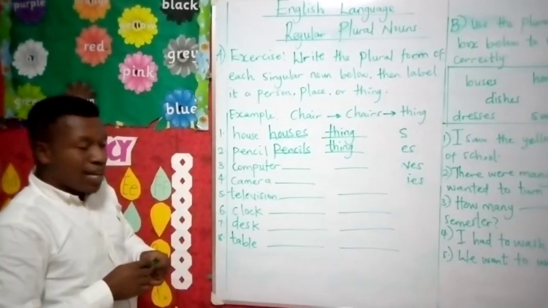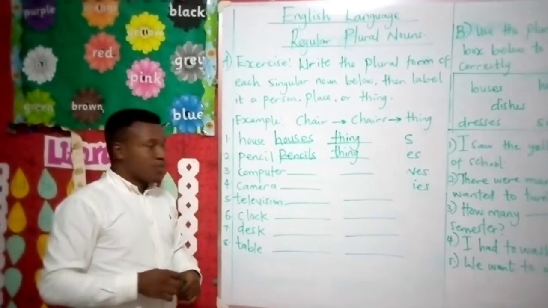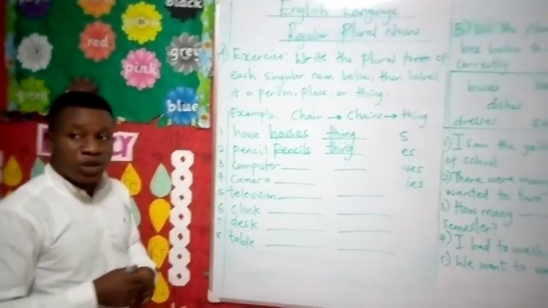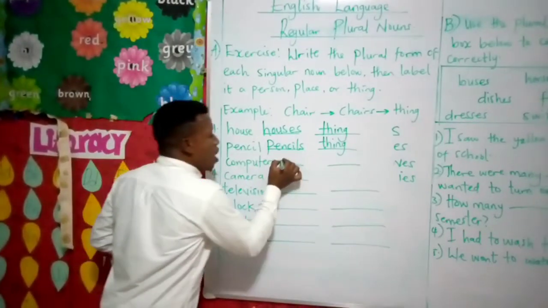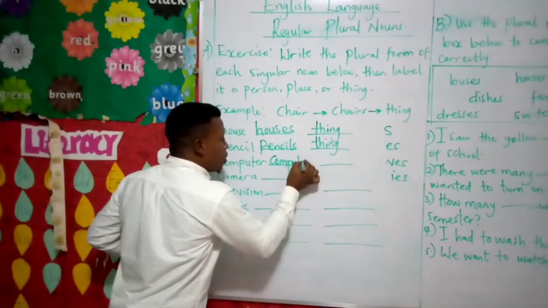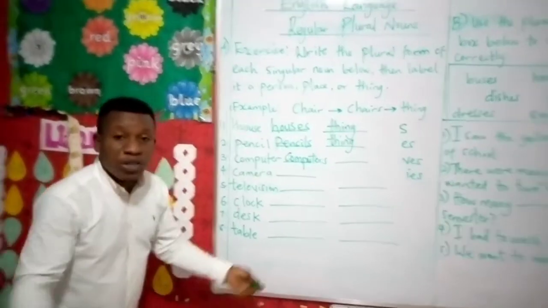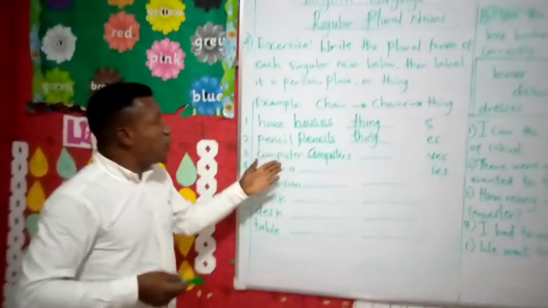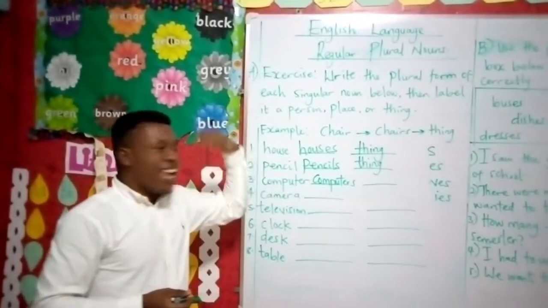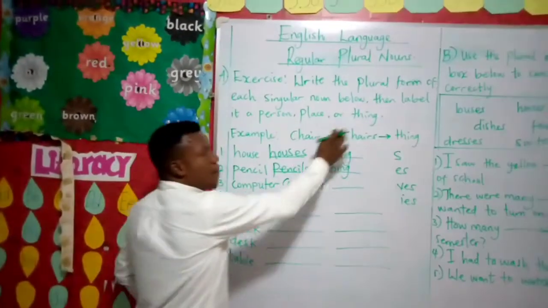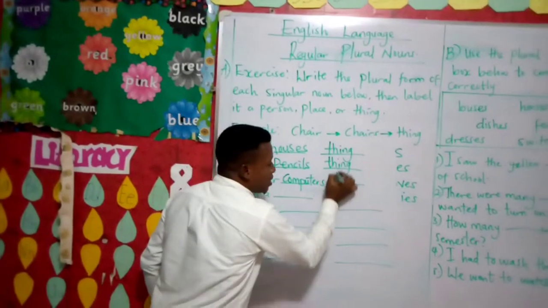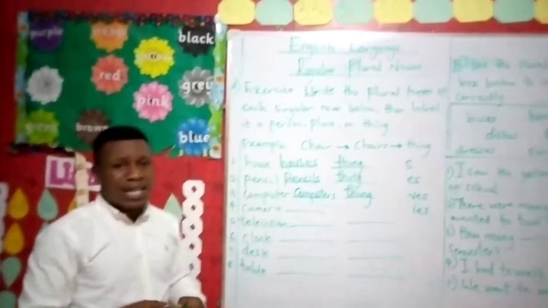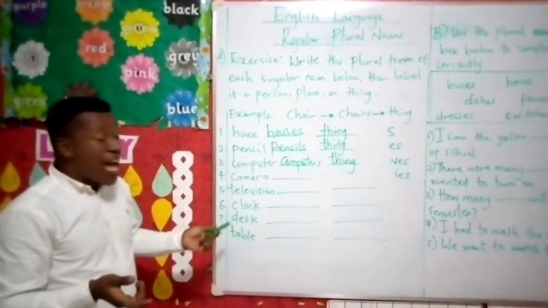Number 3, computer. So the plural form of a computer is computers. A computer is not a person, it's not a place, but it's also a thing. I know some of you might be wondering, Mr. Michael, how is everything a thing?